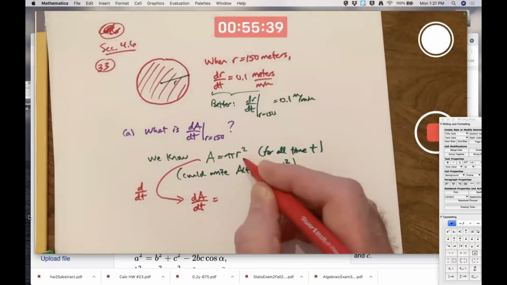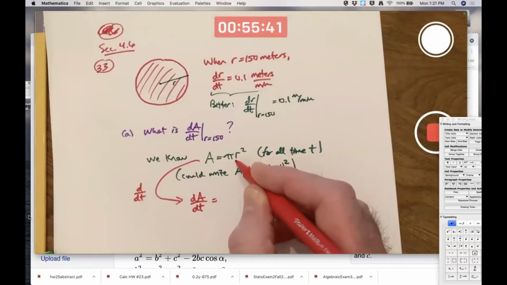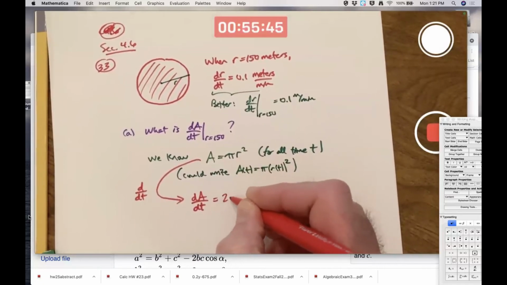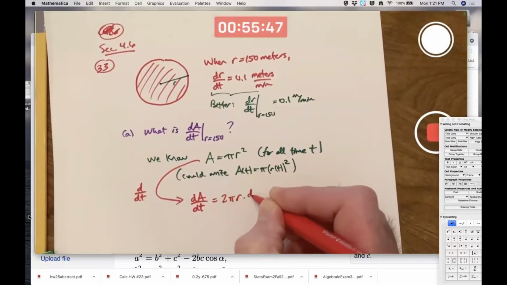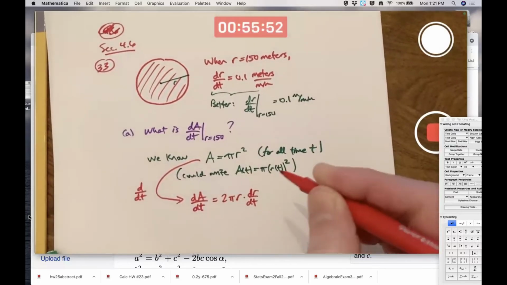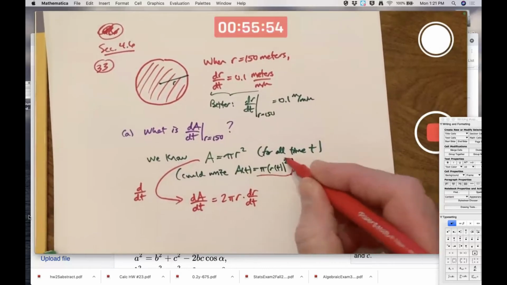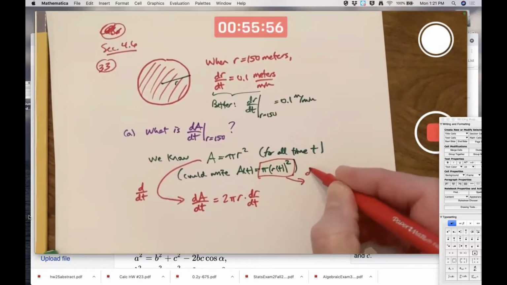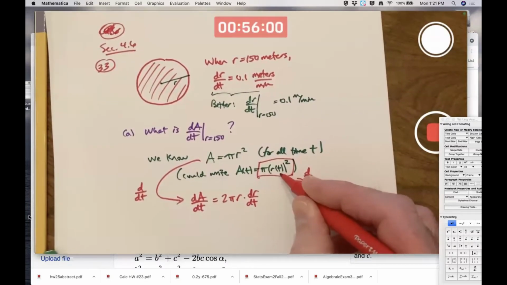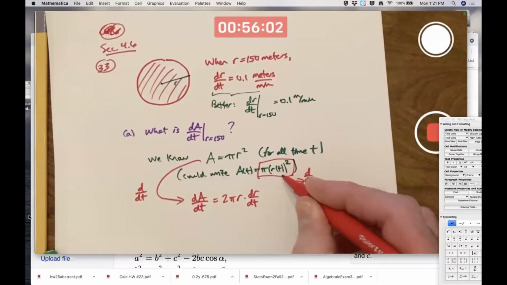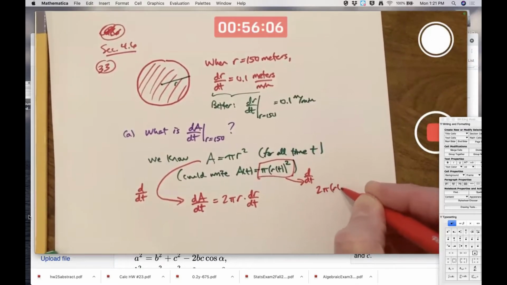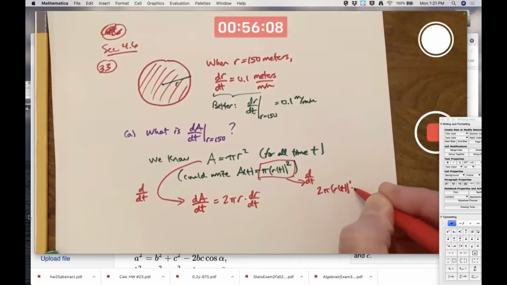The derivative of this is not 0. It's not 2 pi r. It's 2 pi r times dr dt. The chain rule has to be used because r depends on t. R is like the inside function. If you think about it this way, differentiate that with respect to t, because I'm showing the t in here, it's more clear that it depends on t, and I would get 2 pi r of t to the first power times r prime of t.